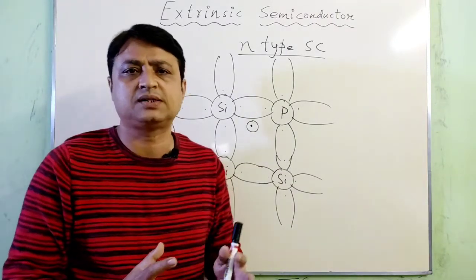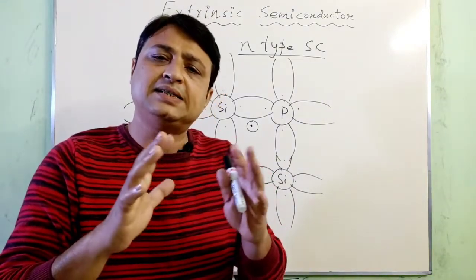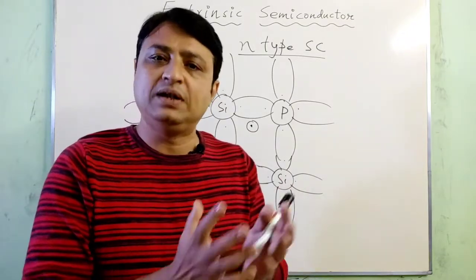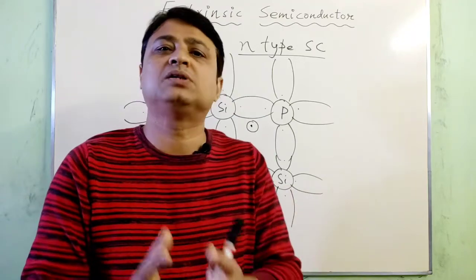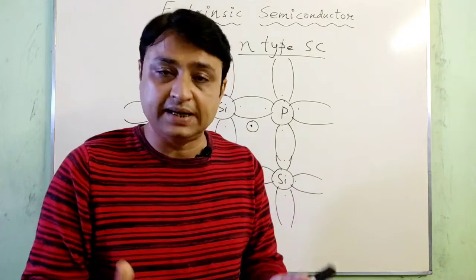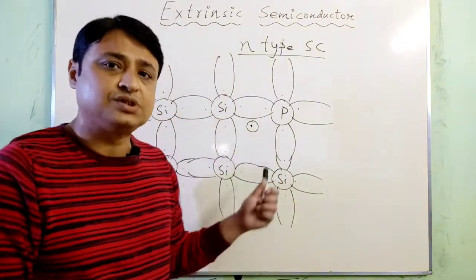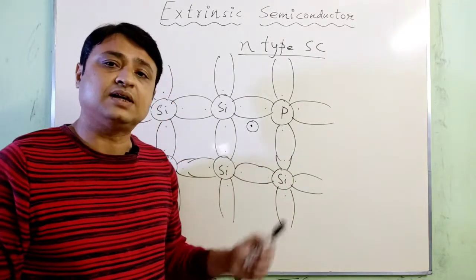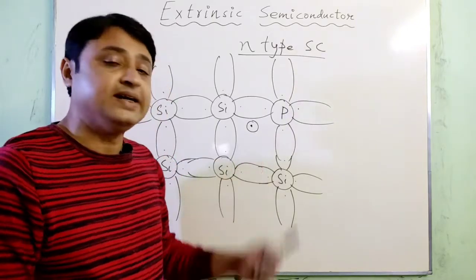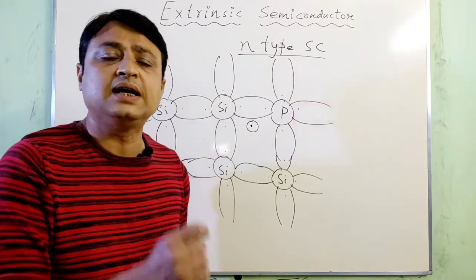Now phosphorus, whenever it is outside this silicon structure, is in a neutral state, because every atom is neutral, as the number of protons equals the number of electrons in its atomic structure. Now as the phosphorus atom is introduced inside the silicon structure, it donates its fifth electron, or its extra electron, to the silicon structure.